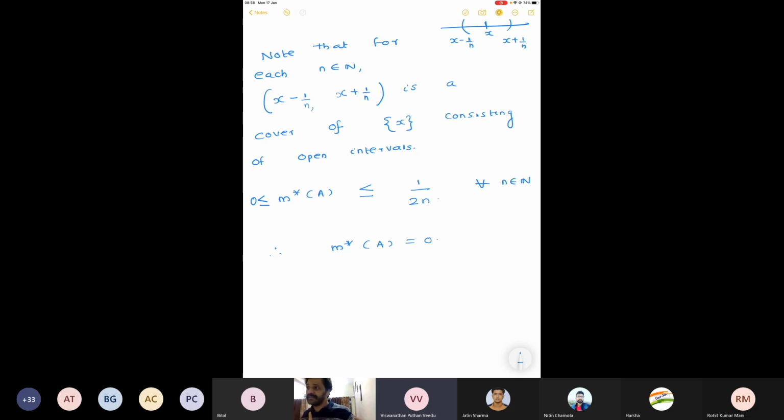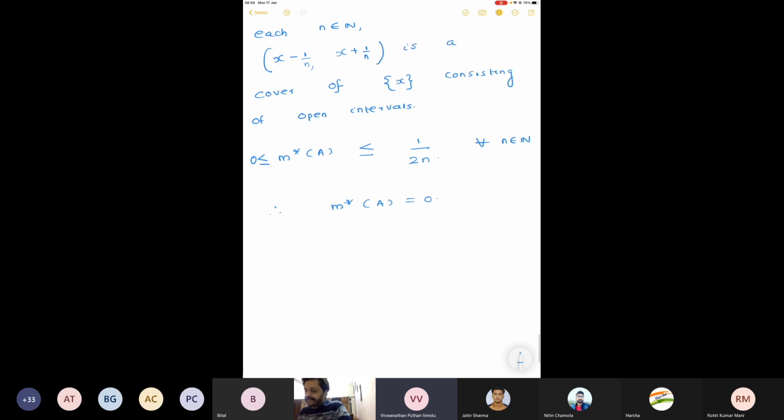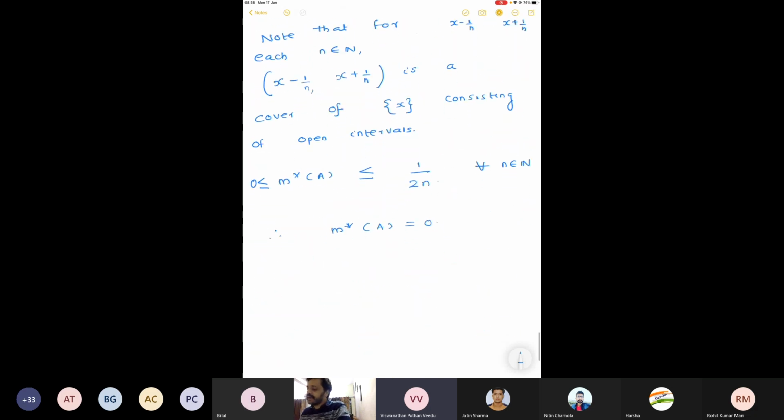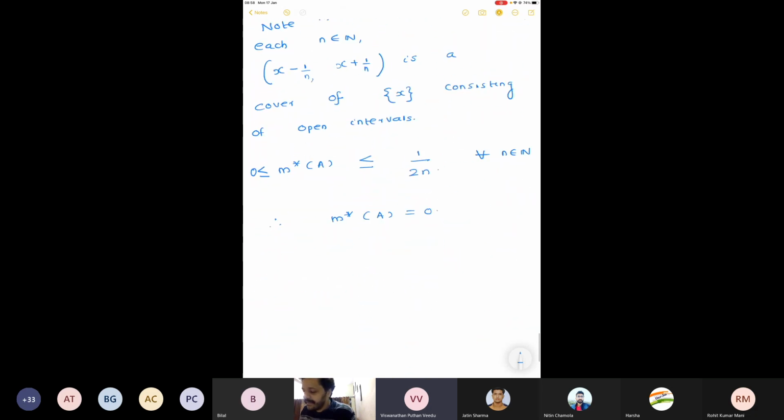So one confusion you may have is why I am not taking summation 1 by 2n. Don't confuse. This is not a single element in the cover. That itself is a cover. X minus 1 by n, x plus 1 by n itself is a cover. So for singleton sets, you have measure to be 0.